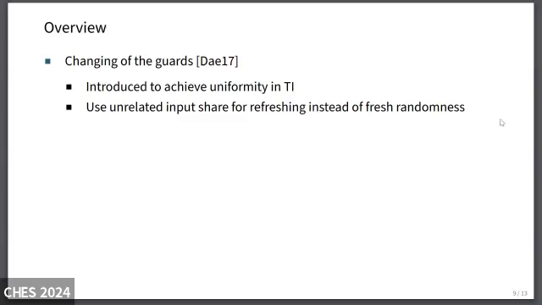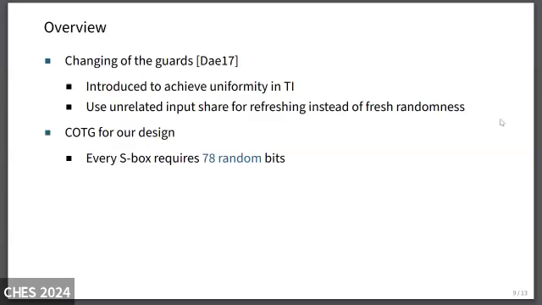Okay, and in our work, we tried to apply that concept, but at a much larger scale. So we thought about how we can maybe do that concept on the whole AES level. So the thought we had was that every S-box requires 78 random bits. Where do they come from?